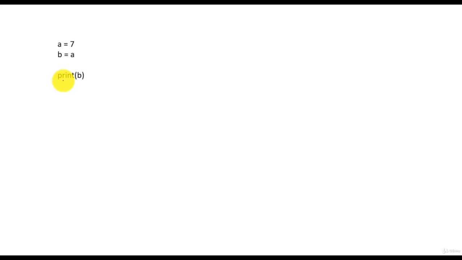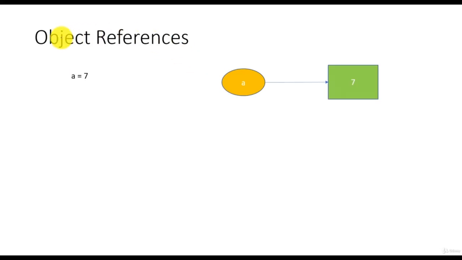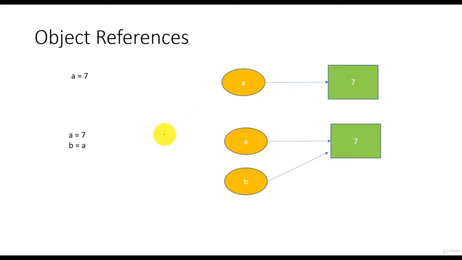The output of this program will be 7. Because the variable b gets the value of a, which is 7. So far, so good. Now let's try to understand how it happened. First, we said a is equal to 7. So the variable a started pointing to a memory block having value 7, right? After that, when we said b is equal to a, a new variable b got defined, which also started pointing to the same memory block as that of a. Therefore, when we said print b, it printed the value of same memory block, which was 7. So the output we got is 7.